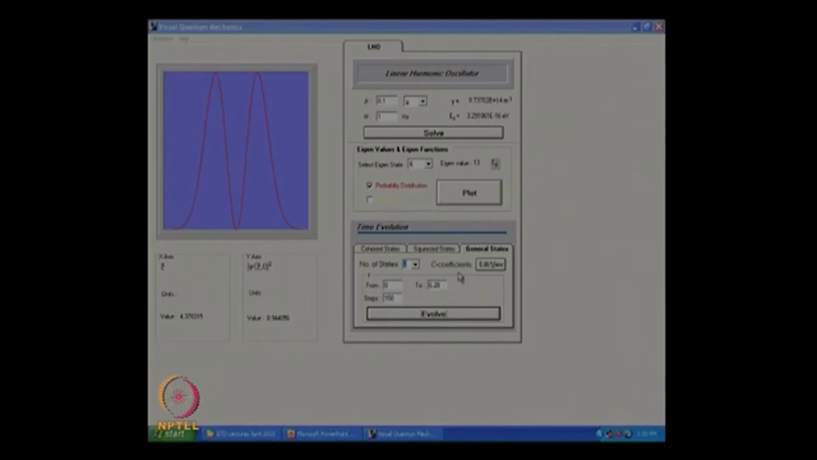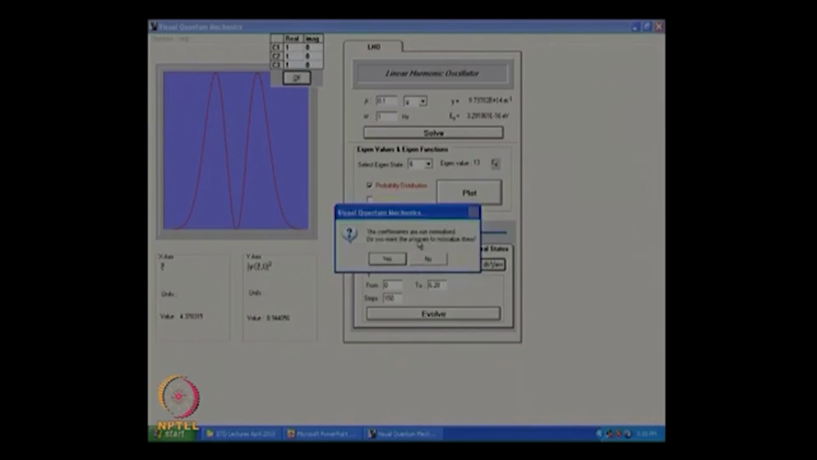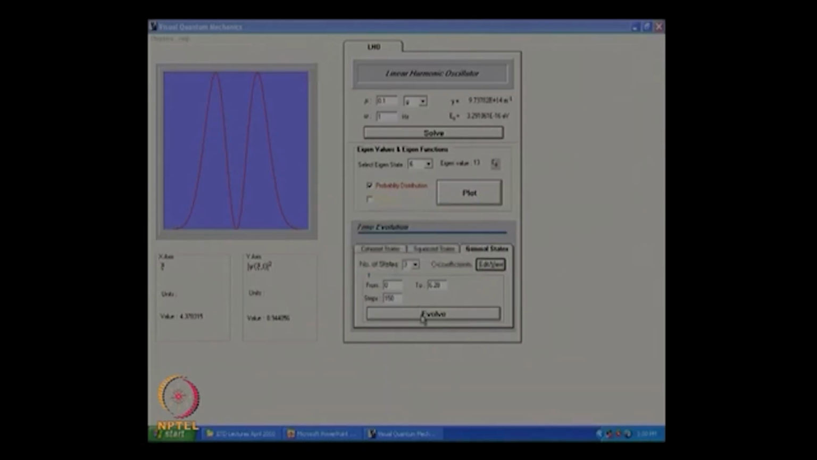I hope you understand. So, let me take say 3 states. So, let me have C2 equal to 1 and C3 also equal to 1, equal probabilities of 3 states. So, they are not normalized because there should actually be 1 over root 3, 1 over root 3 and 1 over root 3. So, the coefficients are not normalized. The software is asking me, do you want the program to normalize them? Let us say yes, and let us evolve. So, this is like this. This is how the state of the oscillator will evolve with time.